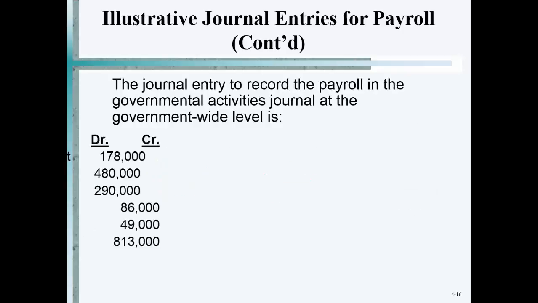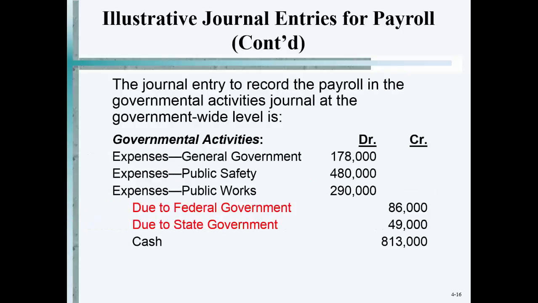Okay, and then at the government-wide level, they call out their expenses again by program. So if these were police officers' salaries and fire salaries for $480,000, we'd classify that under what? Under public safety, right? And then again, we use what? Due to. Okay, good.